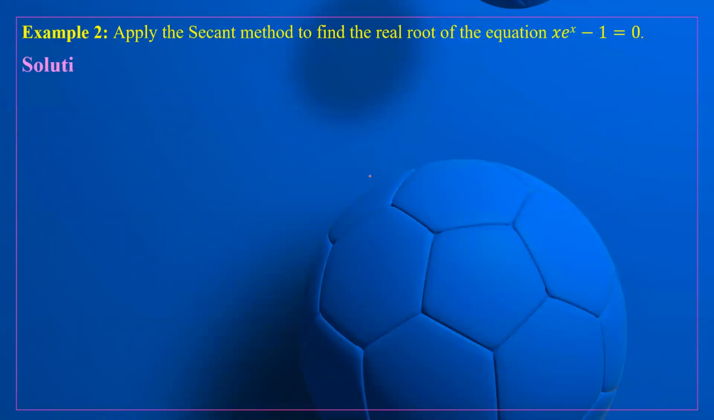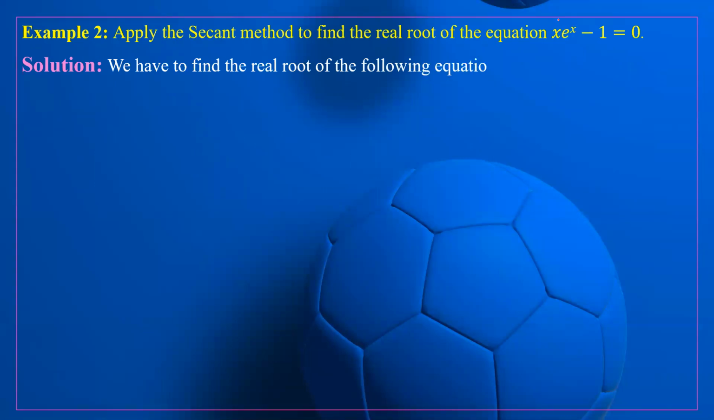In the next example, we again apply the secant method. We have already taken an algebraic equation; let us take another equation, which is a transcendental equation. In this example the variables are not only in algebraic form, they also contain the exponential form. Such equations are called transcendental equations. So we have to find the real root of the equation x e to the power x minus 1 equal to 0 using the secant method.